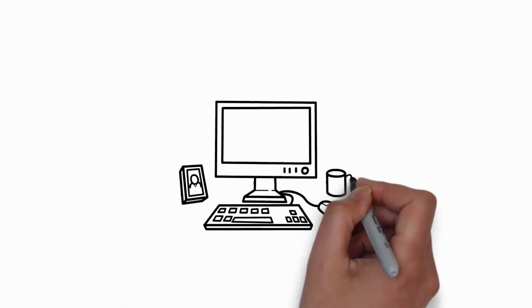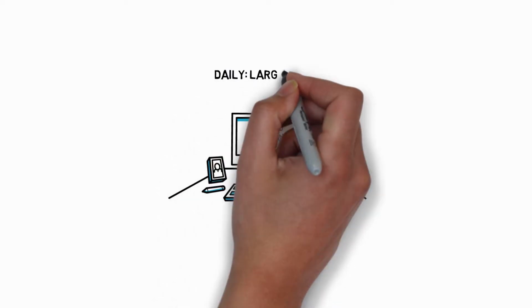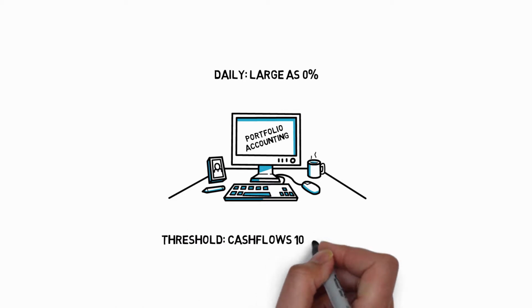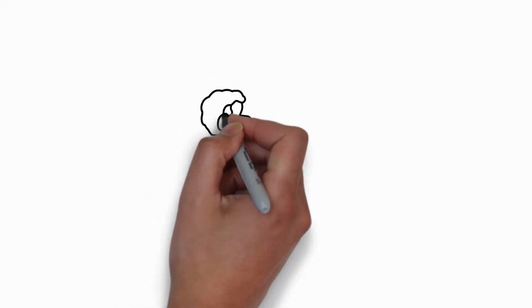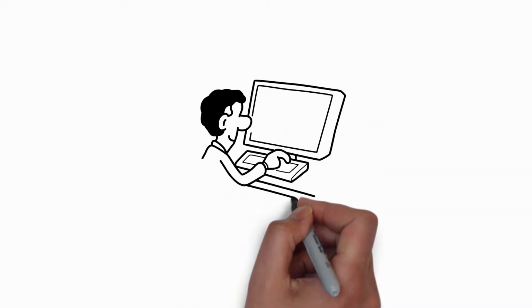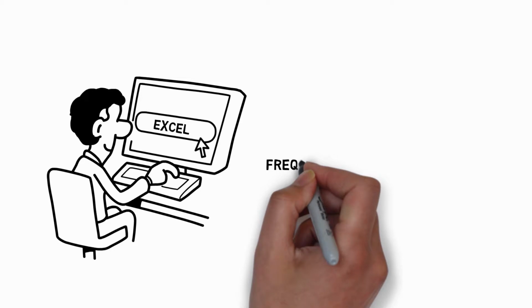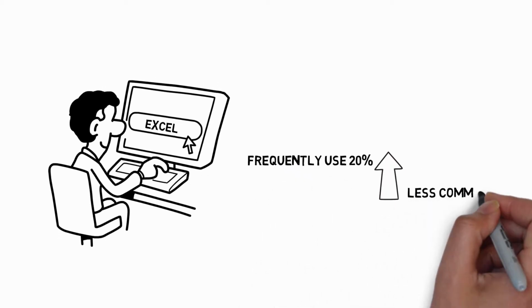Most portfolio accounting systems either value portfolios daily, essentially defining large as 0%, or value portfolios for all cash flows 10% or greater. Firms without a portfolio accounting system that are calculating their portfolio level performance more manually, for example in Excel, frequently use 20%, but higher than that is less common.